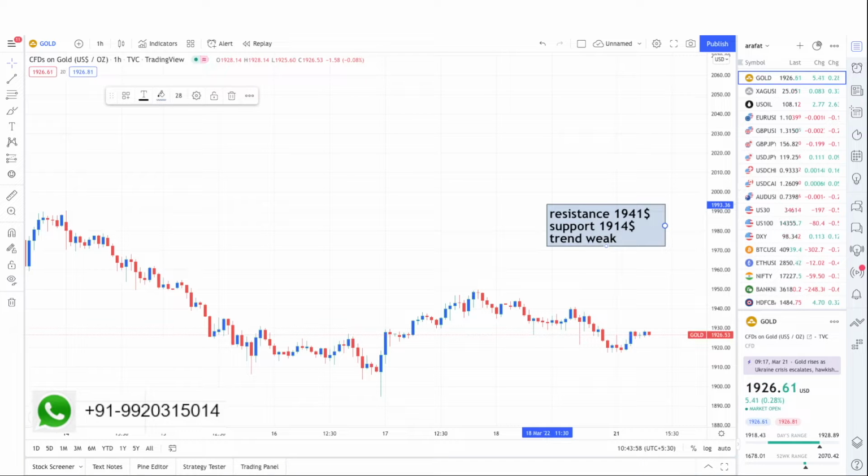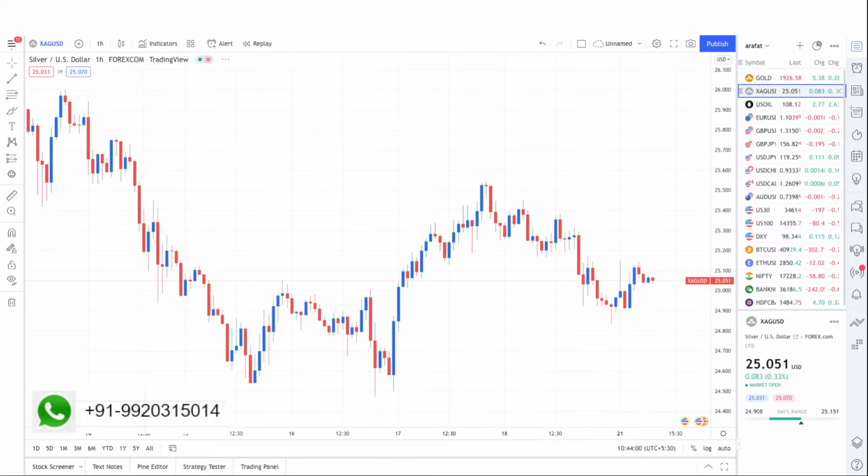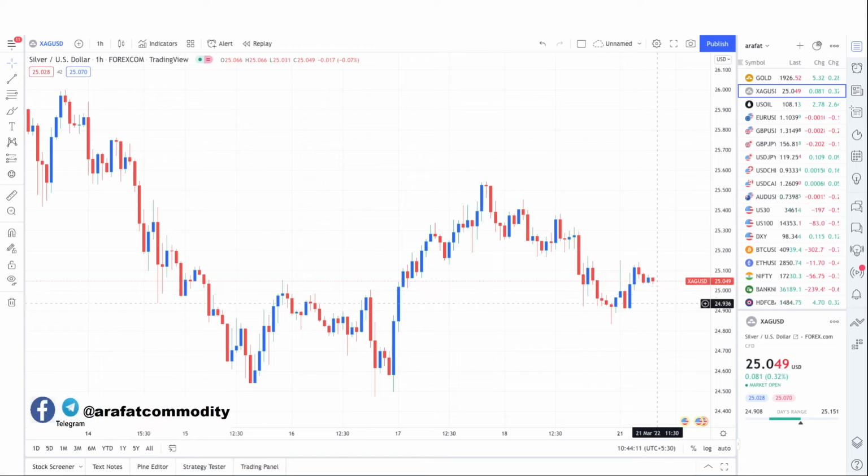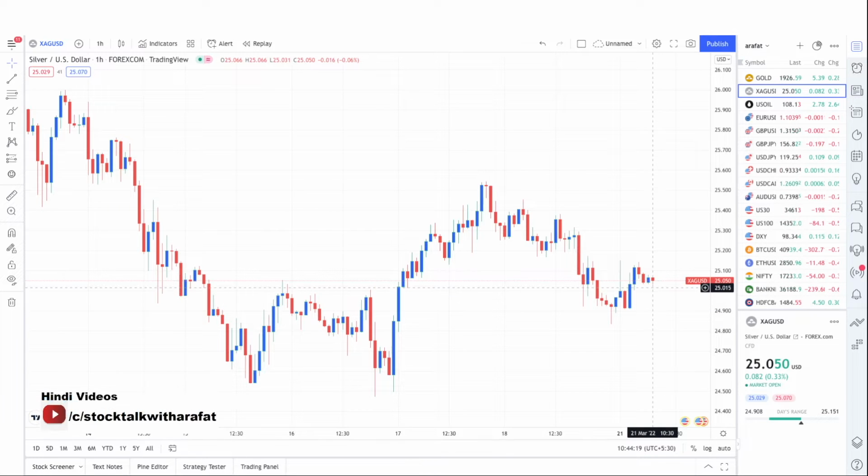Let's move on to silver. This is silver. It made a low around 24.90 today and then bounced back to test around 24.50. Currently it is trying to survive $25 by trading around $25.04. Even silver has entered the weak zone because it made lows below $25. So now gold and silver both have entered the weak zone.